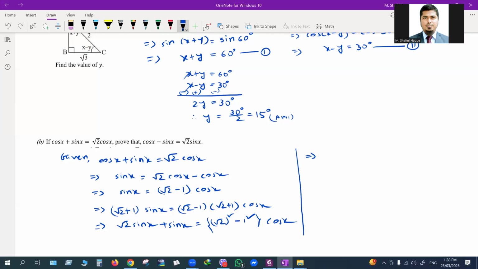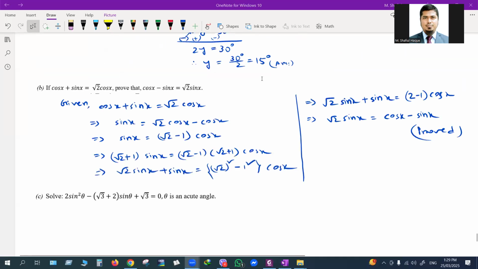So we can write root 2 sin x plus sin x is equal to root 2 square, which means 2 minus 1, cos x. So root 2 sin x, this plus sin x will be shifted to the right side, and 2 minus 1, that is 1 cos x, and plus sin x will be shifted and it will be minus sin x. So it is proved. Number B.